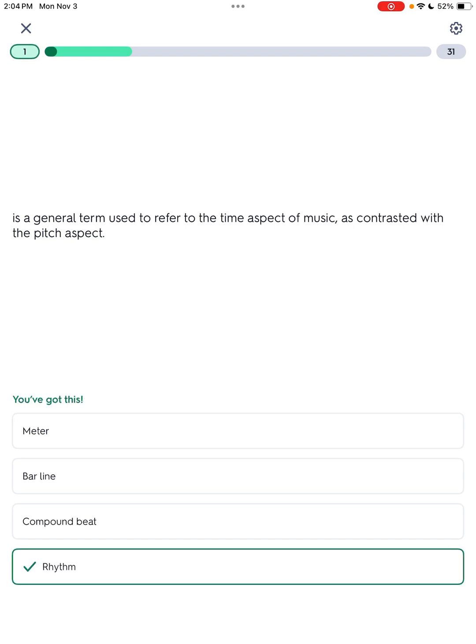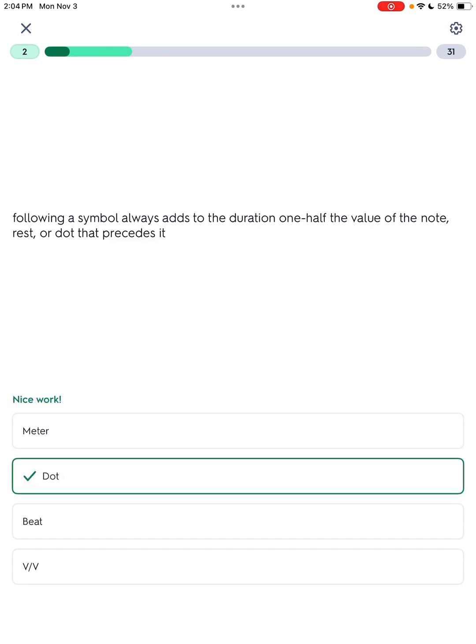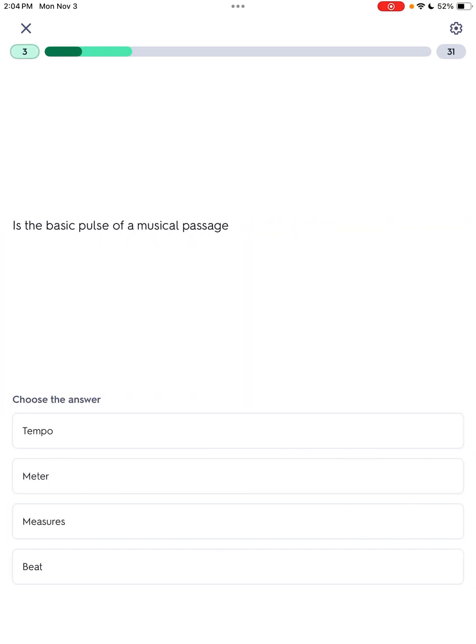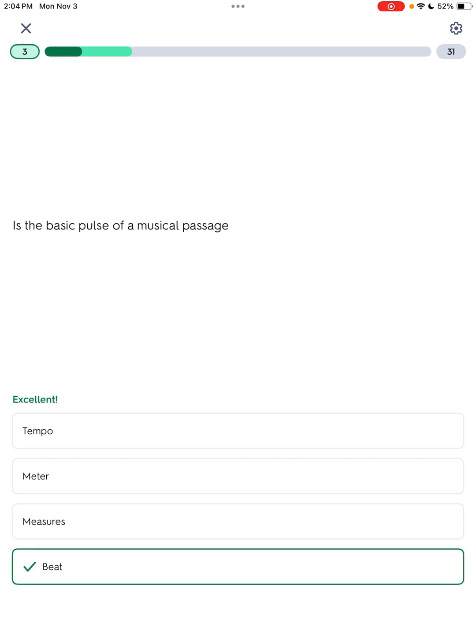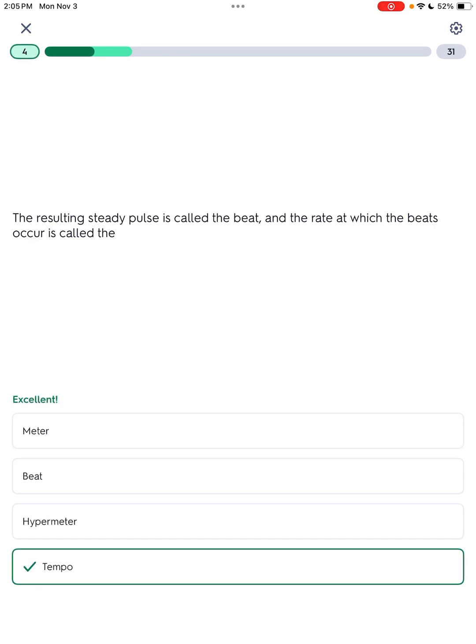Rhythm. Following symbol and a half value to note. The diagraph is dot. The basic pulse of a musical passage is the beat. The resulting steady pulse is called the beat, and the rate of beats is called the tempo.